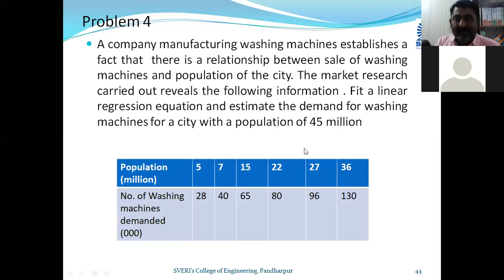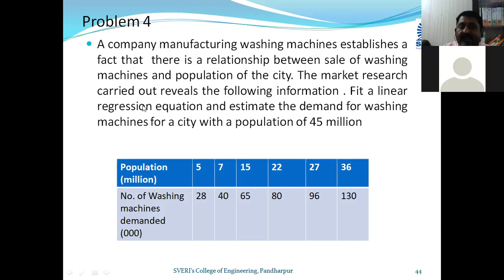So very first you should be clear that here this number is changing. In the previous numerical, we discussed a constant number, like 1998, 1999, these are the years. Here the number itself is changing: 5, 7, 15, 22, 27, 36. So this problem cannot be solved by the previous method we discussed. It is a problem where summation x is non-zero, and we have to go for the second method that we are discussing now. This is your very first conclusion of this particular problem.